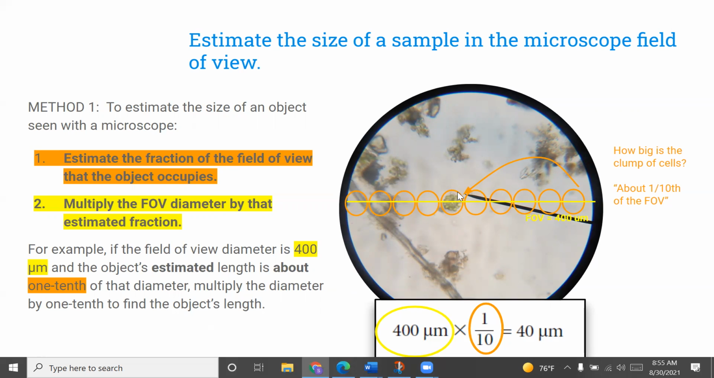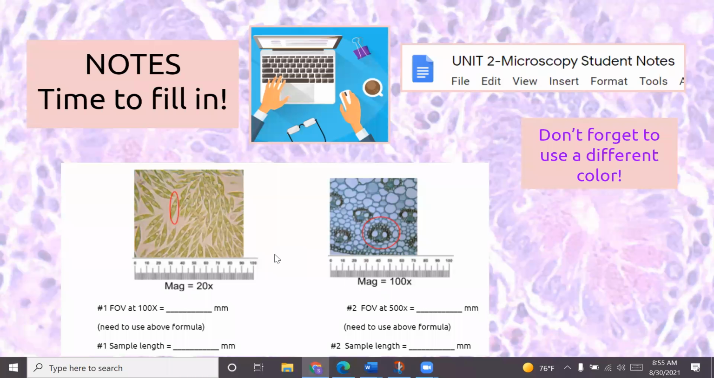Notice also we're only measuring the diameter. It would be much more difficult to measure the circumference. So usually we just measure the diameter, the length or the width. Okay, let's try this. Go ahead, go to the next slide. You should have this in your notes. You see these two pictures? We're going to do the one on the left. Okay, next slide.